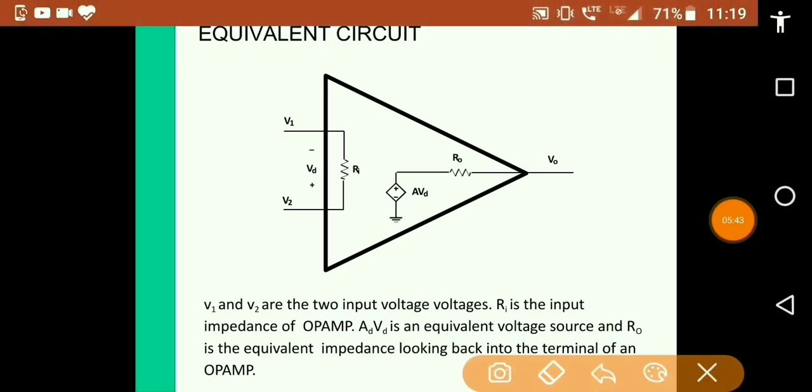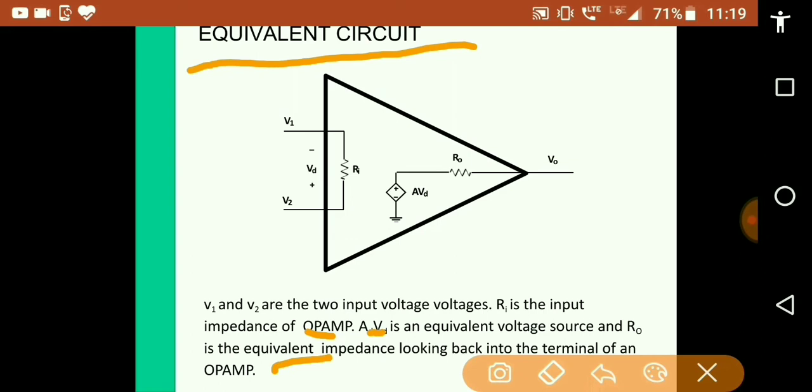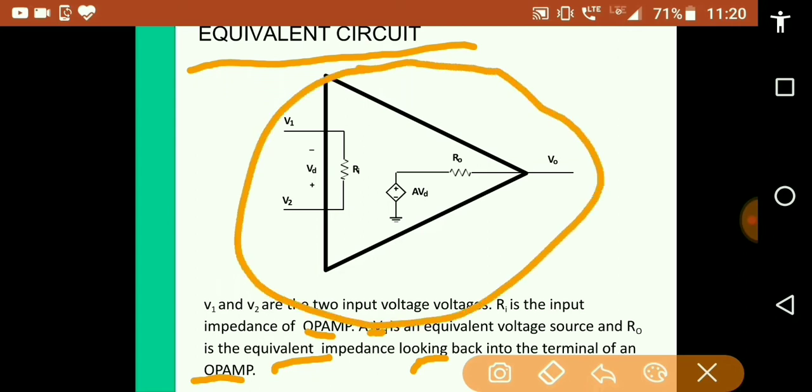This is the equivalent circuit of operational amplifier. V1 and V2 are two input voltages, where Ri is the input impedance of operational amplifier, and AD VD is an equivalent voltage source, and R0 is the equivalent impedance looking back into the terminal of an operational amplifier. So this is the equivalent circuit of operational amplifier.